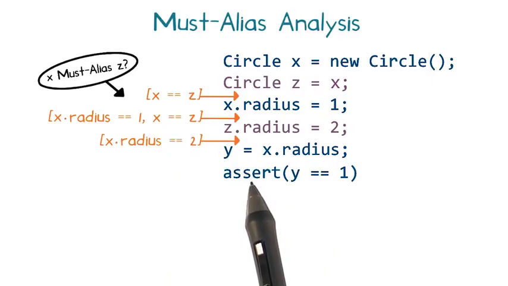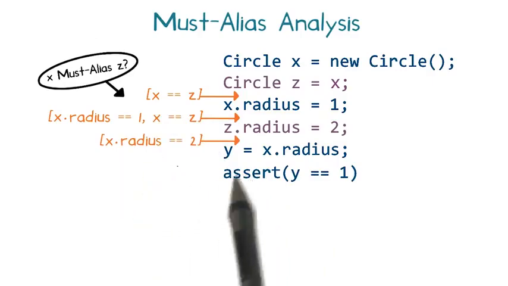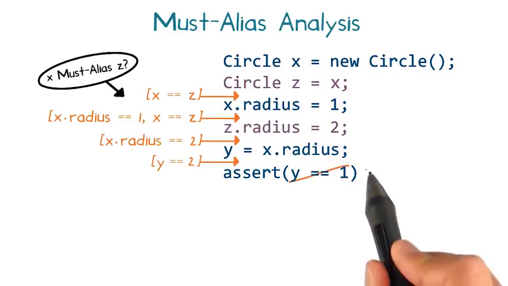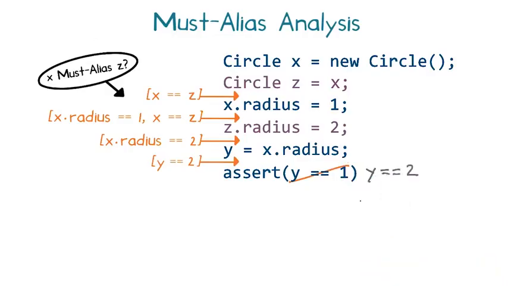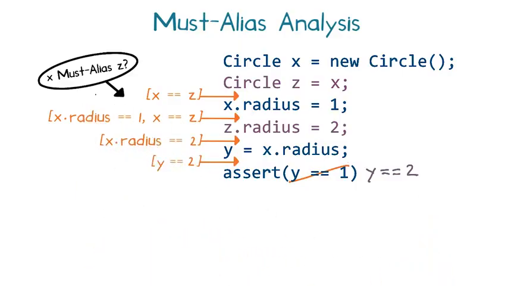We infer that since the value of x.radius is 2 before this assignment, the value of y must be 2 after this assignment. The analysis thus fails to prove the assertion. Indeed, this assertion is incorrect. The correct assertion should be y equals 2, which is what our analysis also proves. To recap, our analysis was able to prove this assertion by tracking the fact that x and z must alias.